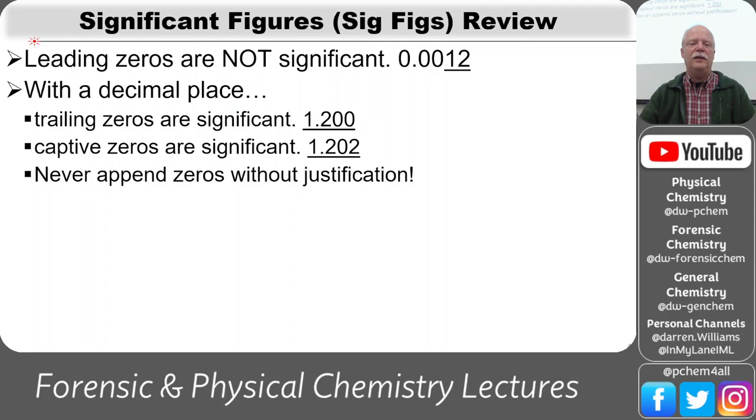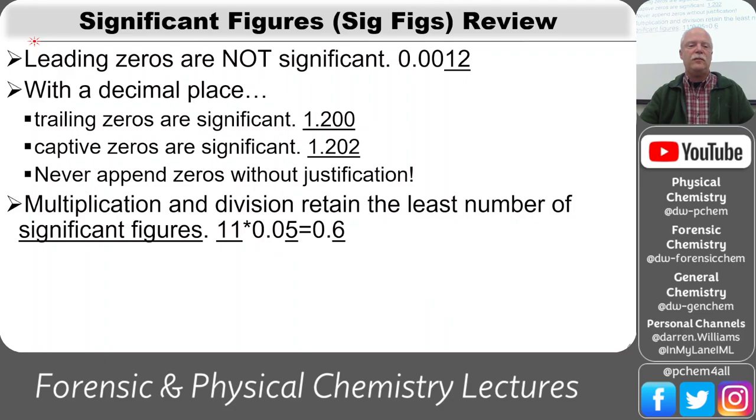And then never append zeros without justification. If you measured 1.2 and you were, say, subtracting a number that had three decimal places, you may add those extra zeros for the subtraction, but it's not your final answer. You wouldn't leave those zeros on there. You would round them off. Now, multiplication and division rules, you retain the least number of significant figures. And so if you have 11 times 0.05, you would round that last one to one significant digit because the 0.05 only has one significant digit. So you would round that to 0.6.